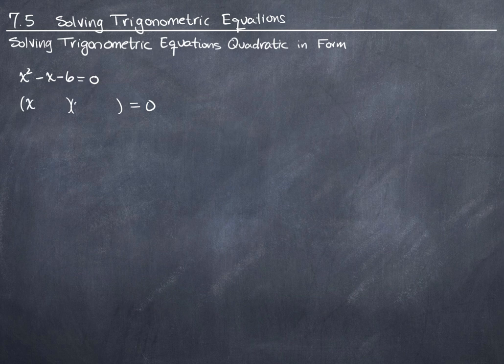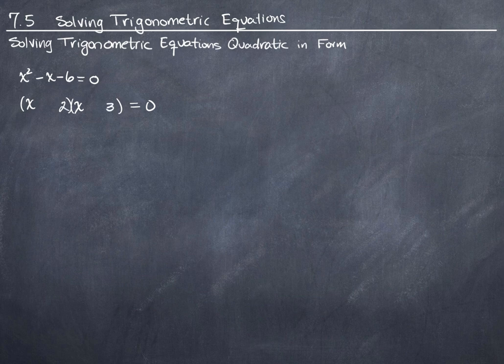x times x is the only way to get x squared here. The 6 can either be 1 times 6 or 2 times 3. I'm looking at the last term here. I want them to either add or subtract to 1. 6 and 1 are going to add or subtract to 7 or 5. 2 and 3 are going to add to 5, but if I subtract 2 from 3, I get 1. So it's 2 and 3 that I want here.